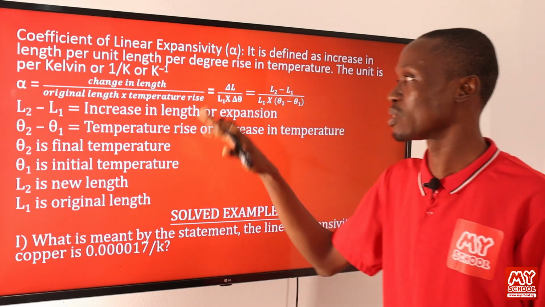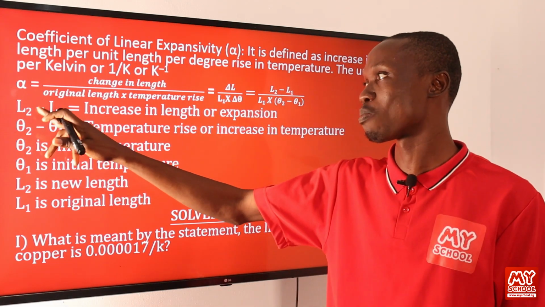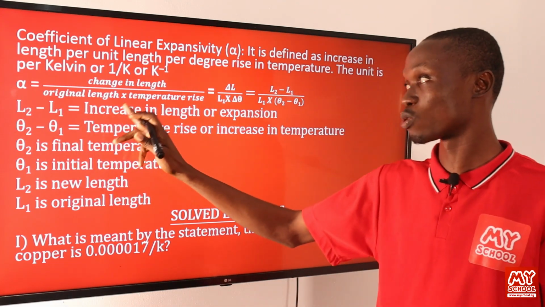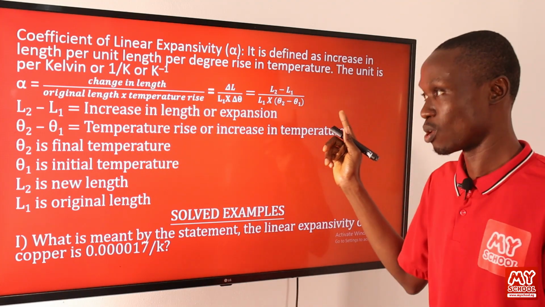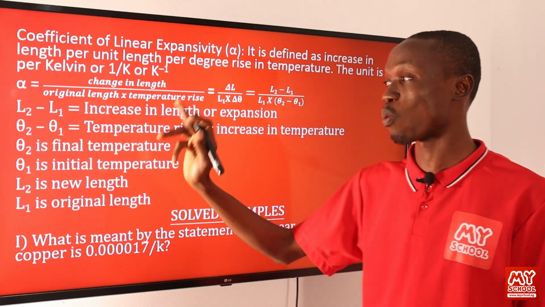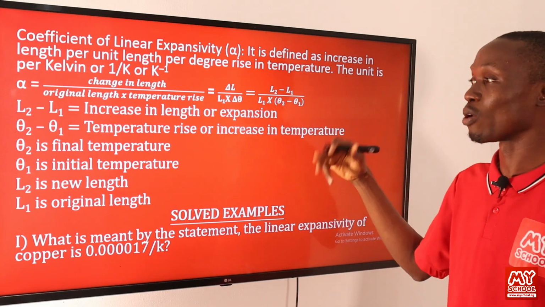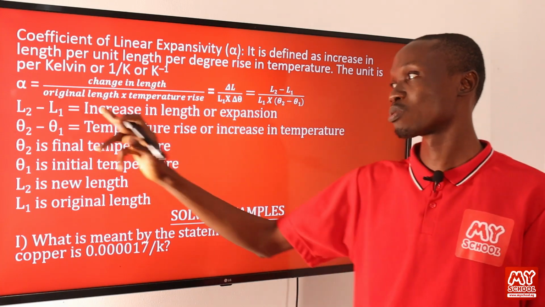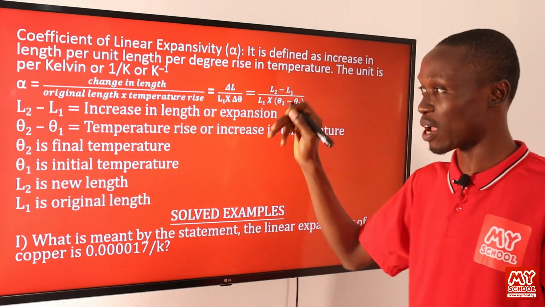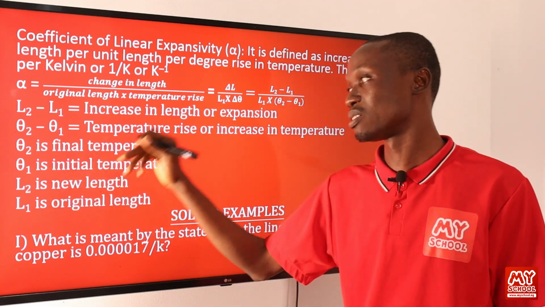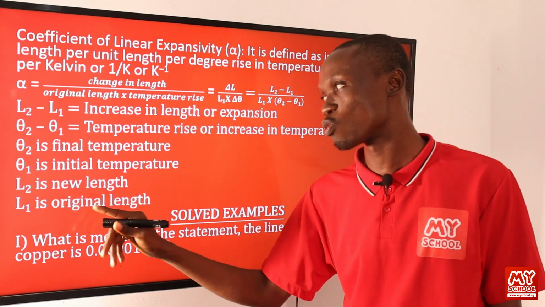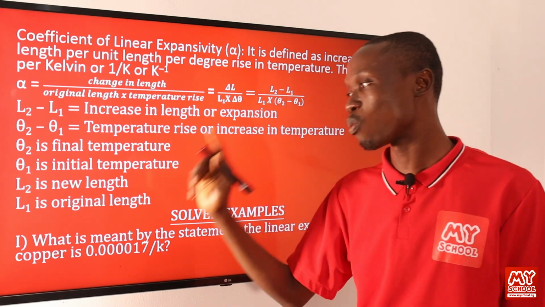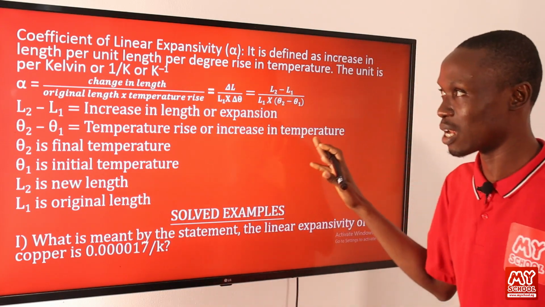Let's interpret all this one after the other. L2 minus L1 is equal to increase in length or expansion. Theta 2 minus theta 1 is equal to temperature rise or increase in temperature. Theta 2 is the final temperature, theta 1 is the initial temperature, L2 is the new length, and L1 is the original length.